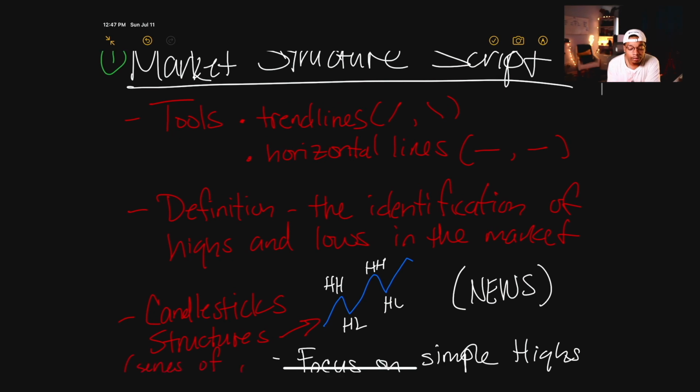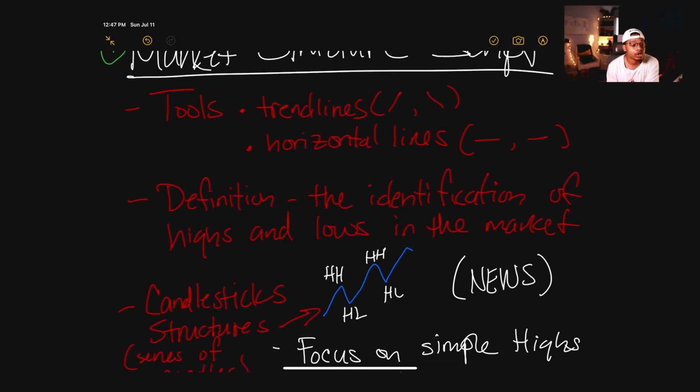These are some of the what is, right? The actual definition. The definition of market structure is the identification of highs and lows in the market. Excuse my handwriting. I was obviously writing these things down. This is the definition, right? So you use 2 basic tools, right? You use trend lines and you use horizontal lines. If you don't know, trend lines are diagonal support and resistance levels, and horizontal lines are literally what it sounds like. Horizontal support and resistance levels, right?